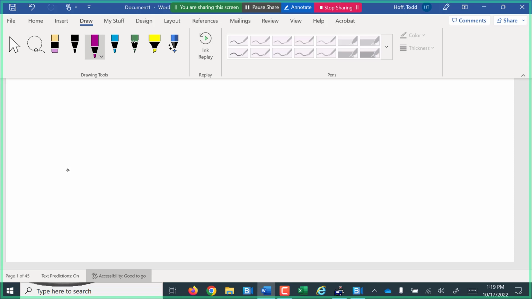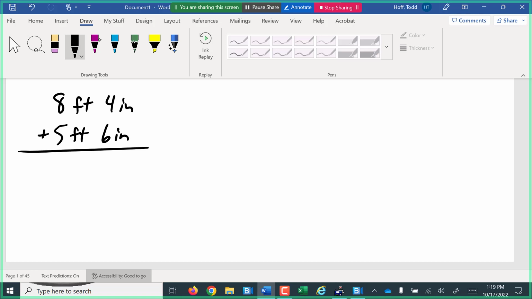Well, today's task is to go the next step. Let's start looking at operations with those measurements. So if I have 8 feet, 4 inches, plus 5 feet, 6 inches, remember when we add or subtract, we must have the same name. And for whole numbers, that was right down by the individual place values of the digits. When we're looking at measurements, the place values are the units. This is the inches place value and the feet place value. So we have to keep those units lined up.